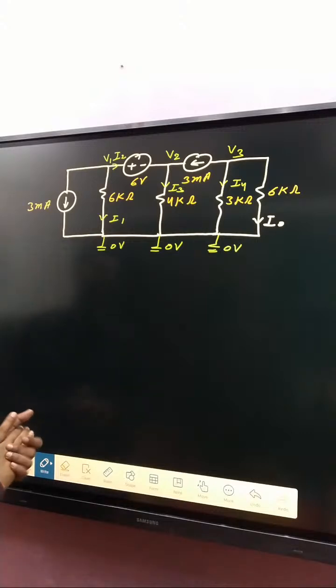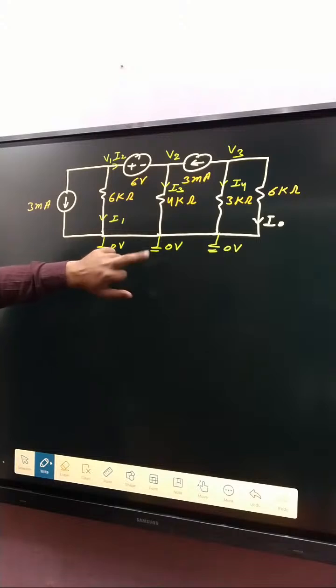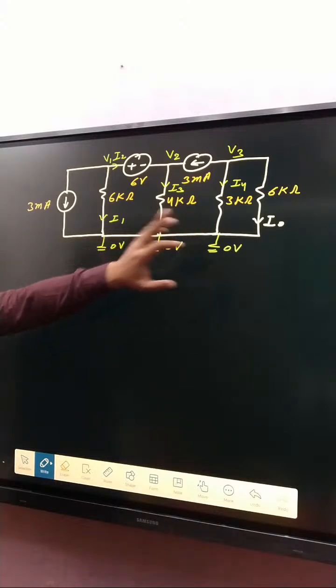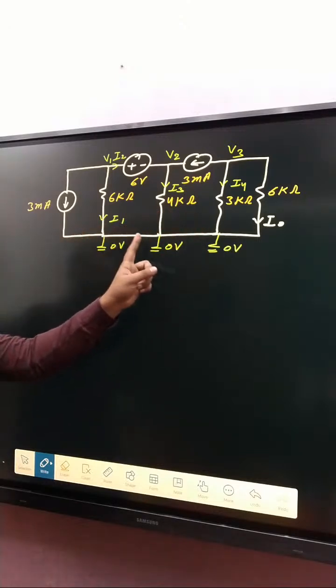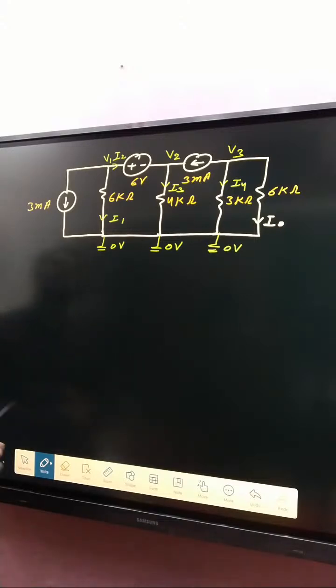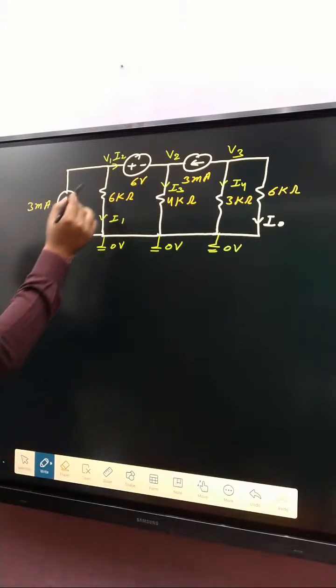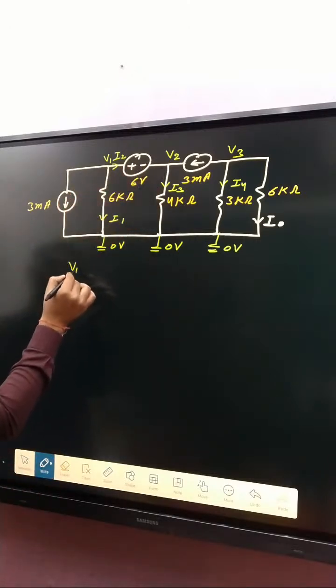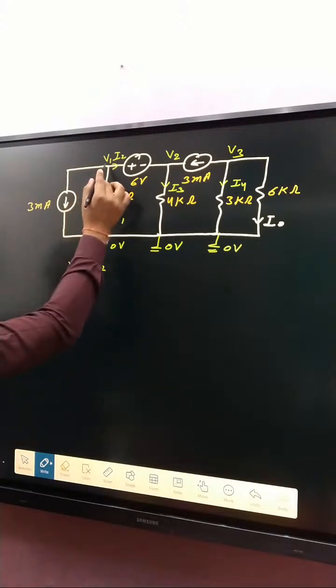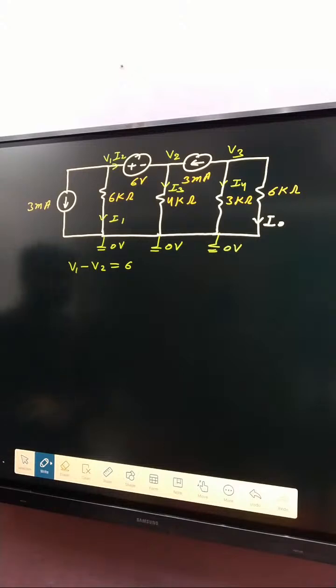Now the next step says take one node as the reference node with 0 voltage. If this one is 0, then that is also 0, and that is also 0, because there is no voltage drop between these two. Clear? Now apply KCL at that node and that node. Before applying KCL, what is the relation between V1 and V2? If you see very carefully, V1 minus V2 is equal to how much? 6 volt.